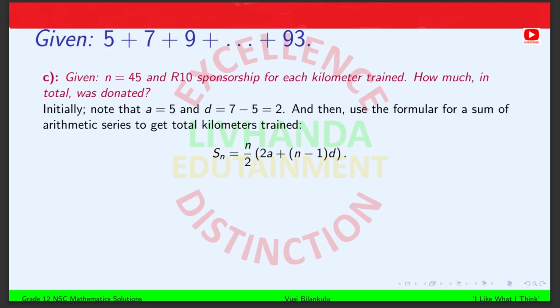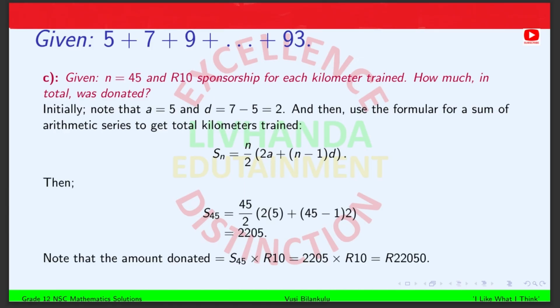Furthermore, given that a training program lasted 45 weeks, 10 rands were donated for each kilometer trained. How much was donated in total? Initially, note that A equals 5 and D equals 2. Then use the formula for a sum of arithmetic series to get total kilometers in training. This formula can be found at the back of the question paper on the day of exam.